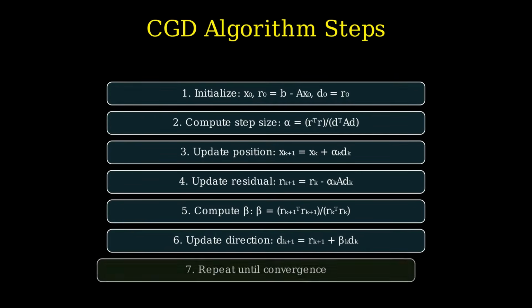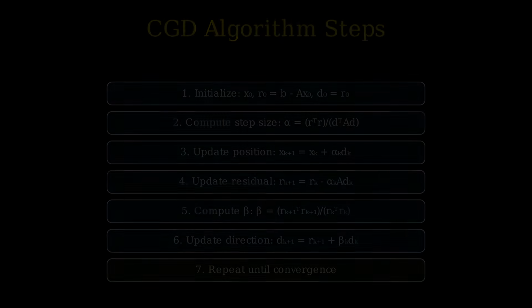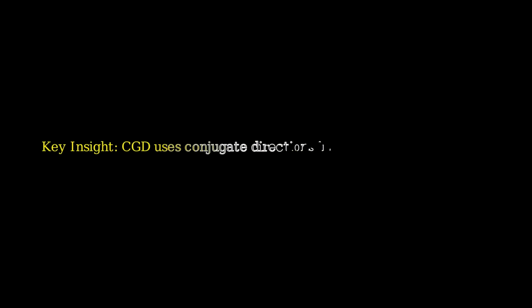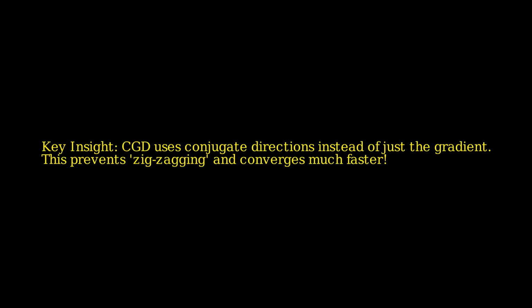Step 7. Repeat until convergence. We keep iterating until the residual is small enough. And here's the key insight one more time. CGD uses conjugate directions instead of just the gradient. This prevents zigzagging and converges much faster. For a 2D problem, CGD converges in just 2 steps. For a 100-dimensional problem, at most 100 steps. That's incredible efficiency. Now let's see this in action.